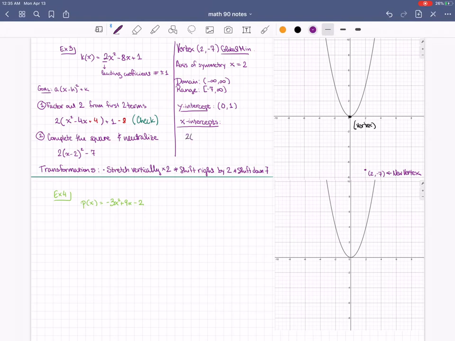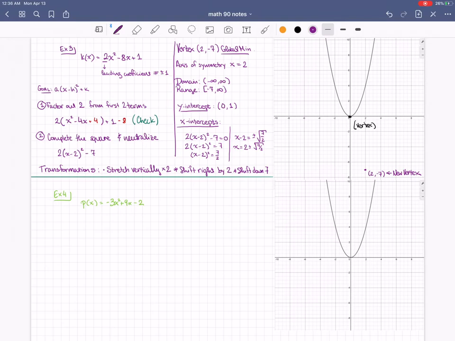So we're going to take our function 2 times x minus 2 squared minus 7 is equal to 0. We'll add 7 to both sides. We'll divide both sides by 2. And now we're asking whose square is 7/2. So x minus 2 is plus or minus the square root of 7/2. And finally, to get x by itself, we add 2. And there they are. The x-intercepts are 2 plus or minus the square root of 7/2.